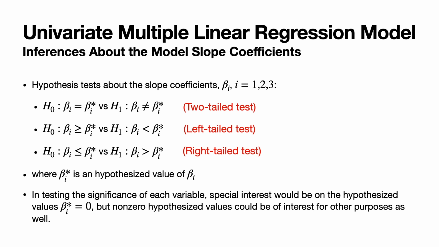In testing the significance of each variable individually, special interest would be on the hypothesized value beta i star equal to 0. Using, for example, a two-tailed test where the hypothesized value is 0, we would be able to test whether each explanatory variable is linearly related to the response variable y. That would typically be of interest in any regression analysis, but in many situations, non-zero hypothesized values would also be of interest. And in addition to a two-tailed test, it may be relevant to test either a left-tailed test or a right-tailed test.